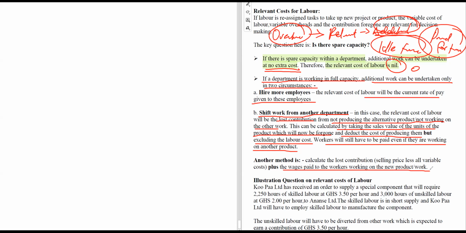Always remember this. So for labor, those are the tricks. If there's idle time, the relevant cost is zero, right? If you have to pay overtime, the relevant cost is the overtime, right? If they're working at full capacity, you have two options. Either you hire more employees, and the relevant cost becomes the current rate of pay or the variable cost. Or if you have to shift workers from another department, then how much are you paying them? Plus, what's the contribution foregone? Make sense? Yes, sir.